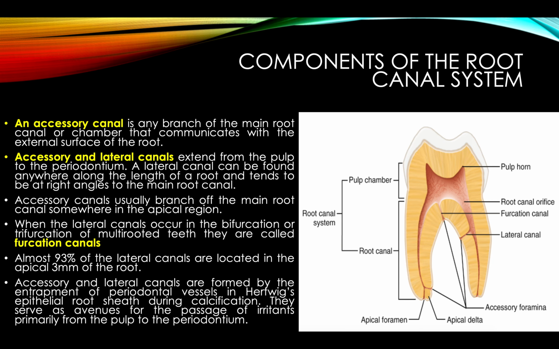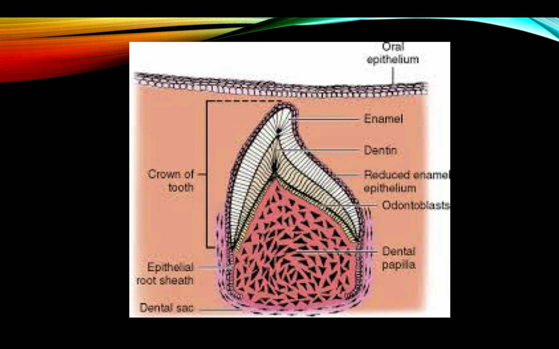Now, how do lateral canals form? Let's have a look at this picture, which represents the early bell stage of tooth development. You can see the inner and outer enamel epithelium. They join at the cervical area of the crown of the tooth, forming the cervical loop. The cervical loop will migrate apically, forming the Hertwig's epithelial root sheath to form the outline of the root. Now, sometimes blood vessels from the periodontium will get entrapped within the Hertwig's epithelial root sheath, forming the lateral canals.